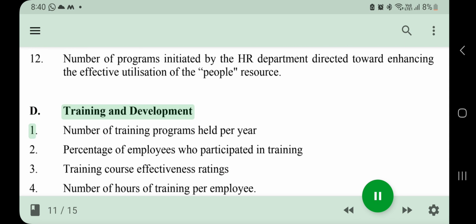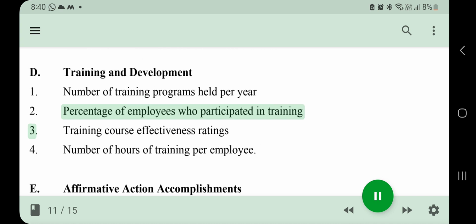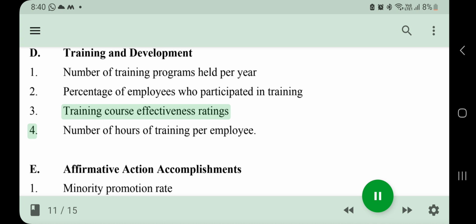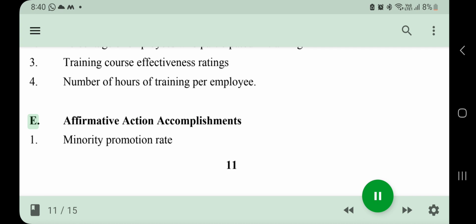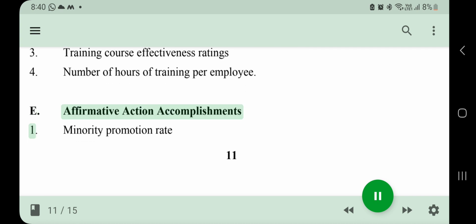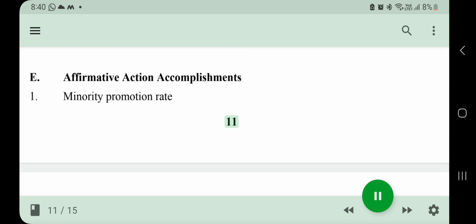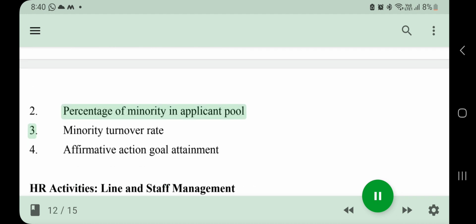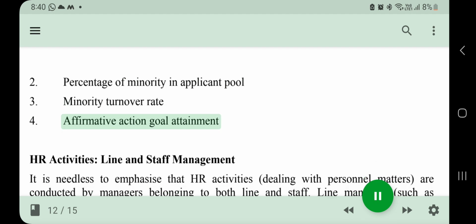D. Training and development. 1. Number of training programs held per year. 2. Percentage of employees who participated in training. 3. Training course effectiveness ratings. 4. Number of hours of training per employee. E. Affirmative action accomplishments. 1. Minority promotion rate. 2. Percentage of minority in applicant pool. 3. Minority turnover rate. 4. Affirmative action goal attainment.